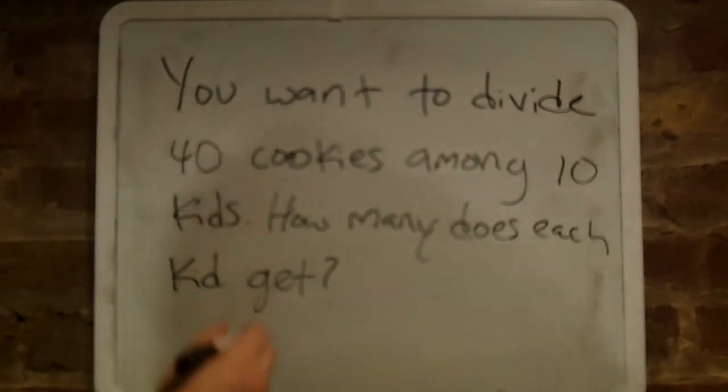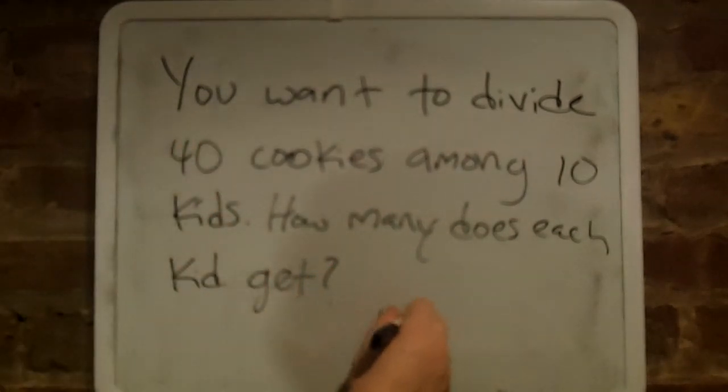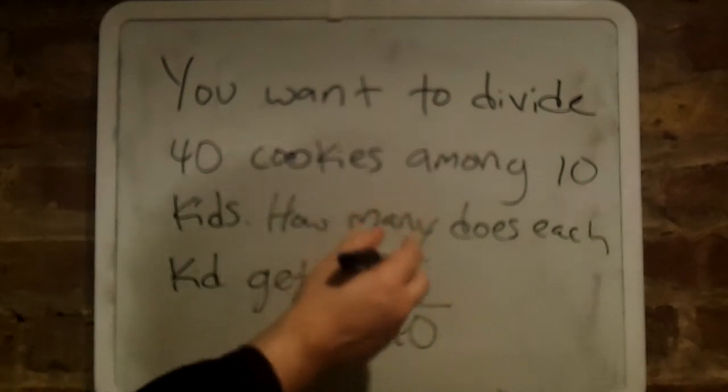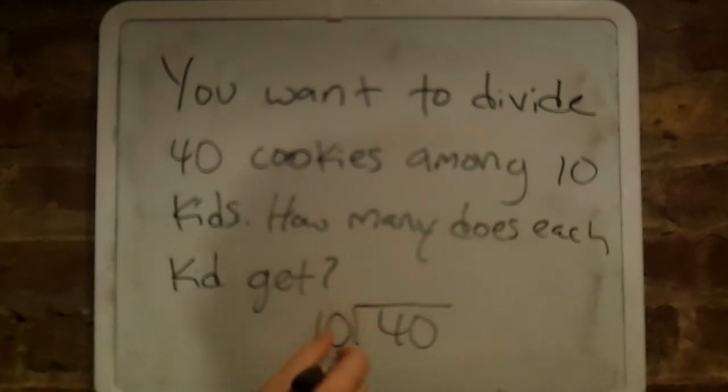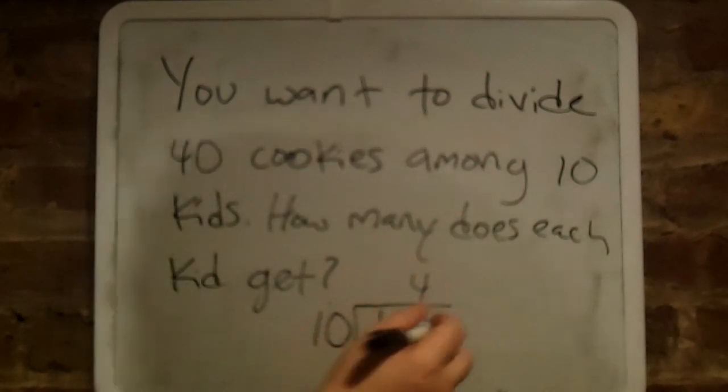Okay, so the answer to this, we have 40 cookies, and we're dividing them equally among 10 kids. 10 doesn't go into 4, it goes into 40 4 times. So each kid's going to get 4 cookies.